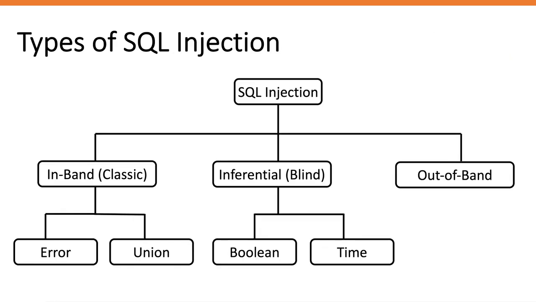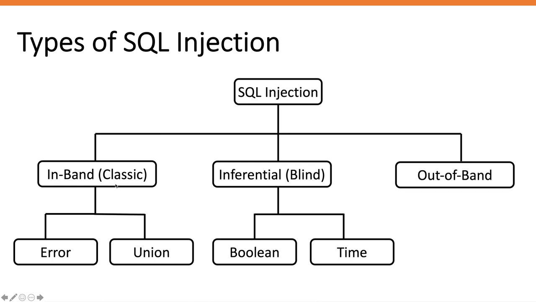All right, so in the past couple of slides, we got a high-level overview of what SQL injection vulnerabilities are. Now we're going to go at a more granular level and talk about the different types of SQL injection. SQL injection vulnerabilities can be classified into 3 major categories. The first is in-band or classic SQL injection. The second is inferential or blind SQL injection. And the third is out-of-band SQL injection.